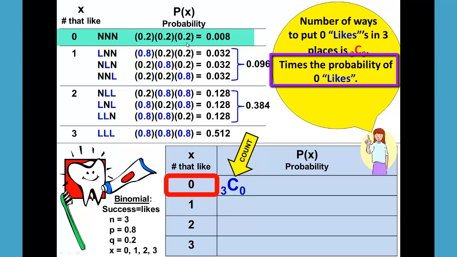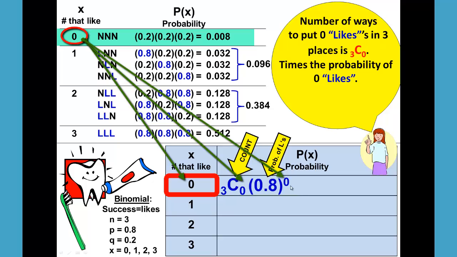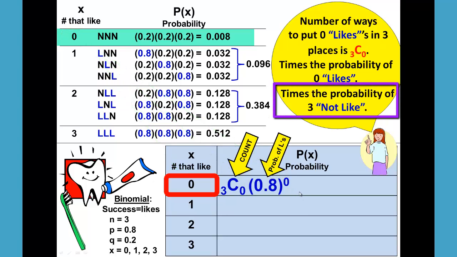How many likes do we have in this highlighted part? Well, we have no likes. We have 0.8 to the 0. How many L's do we have in this statement? 0. Notice that that matches the 0 here, and the 0 matches here and matches here. Times the probability of 3 that don't like it.